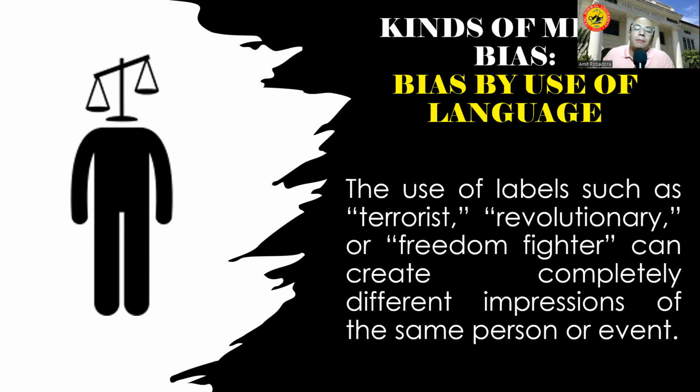Another is bias by use of language. This is the use of labels such as terrorist, revolutionary, or freedom fighter that can create completely different impressions of the same person or event. Example, activists in the Philippines are now being called communists. They are being classified as communists.